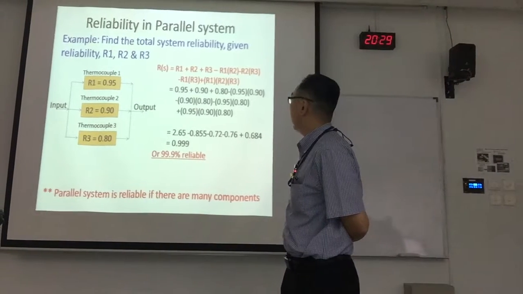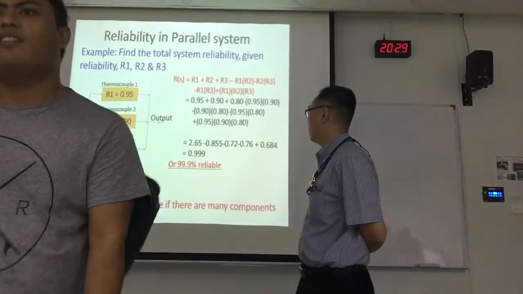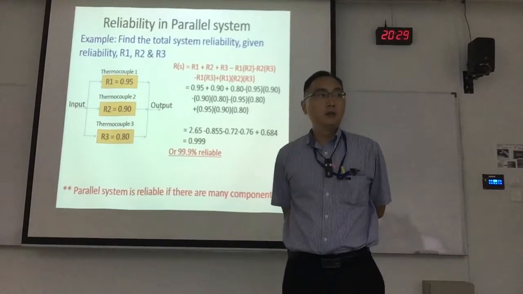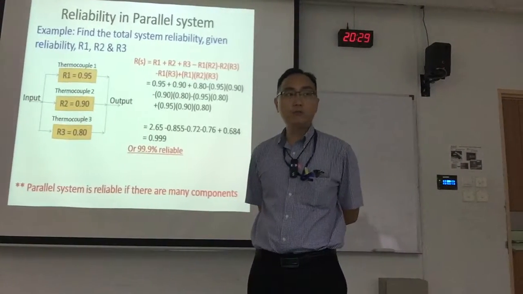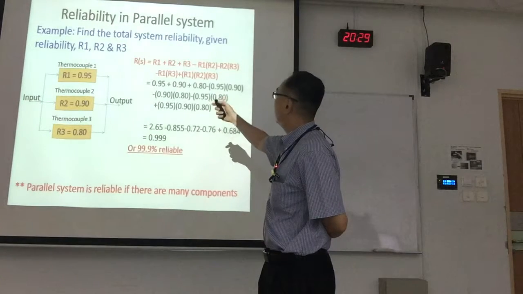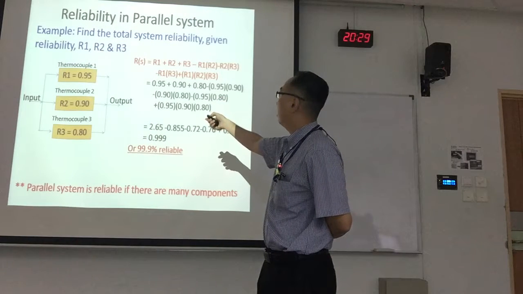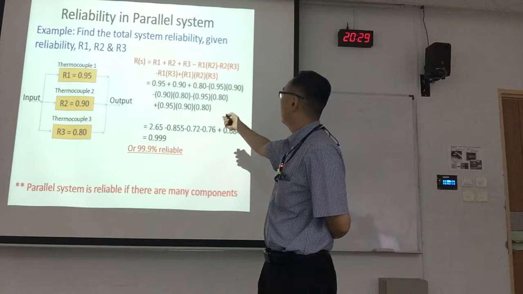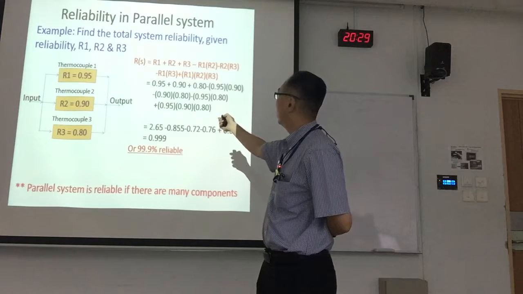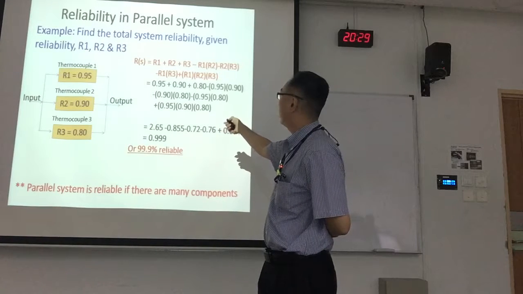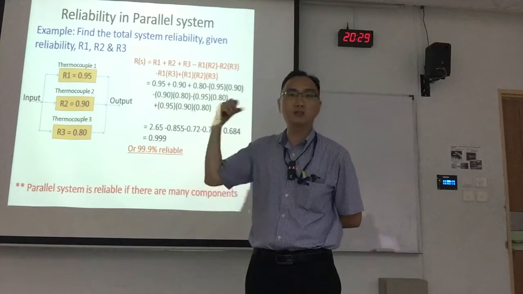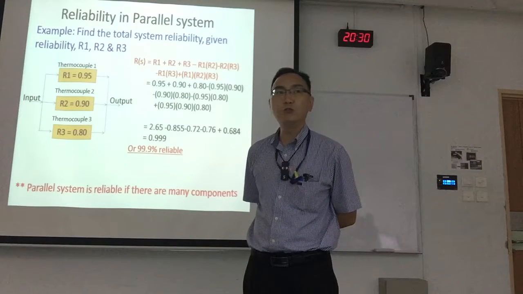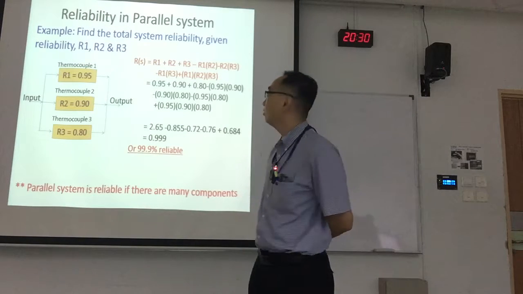Okay, 3 is the maximum I will test you at most. So for the 3-component case you will do this. To find the system reliability, Rs equals this one plus this one plus this one, then minus away the different combinations, then plus the multiplication of these 3. Not too bad. 3 is still doable.